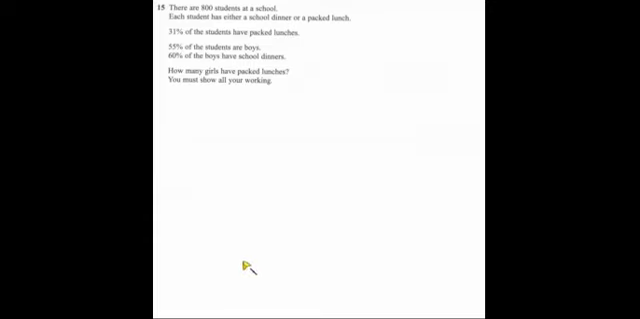Question 15. A lot of information here. We are told there are 800 students at a school. Each student has either a school dinner or a packed lunch. Then we're given some percentages. 31% of students have packed lunch, 55% of the students are boys, 60% of the boys have school dinners. How many girls have packed lunches? And you must show all your working.